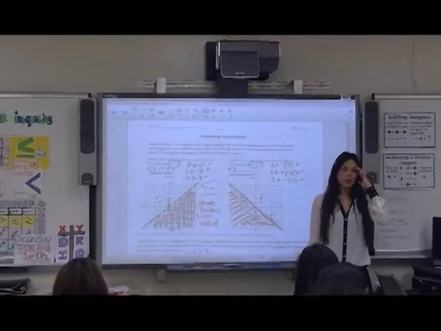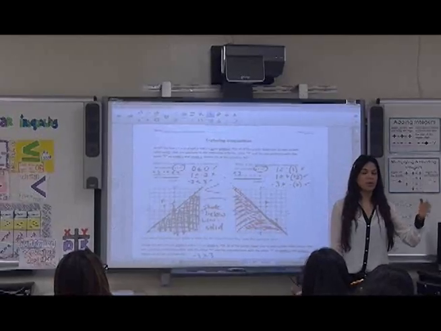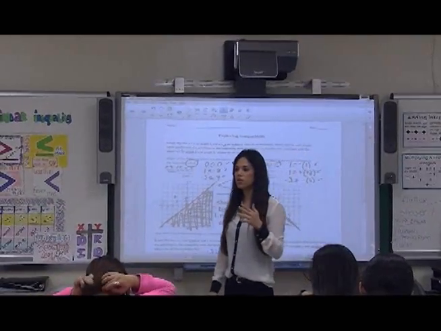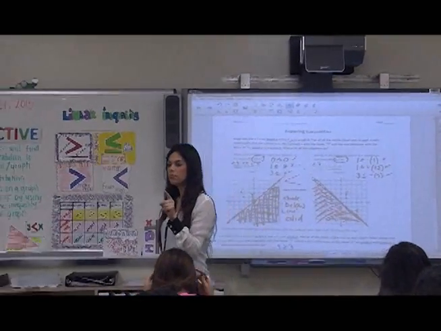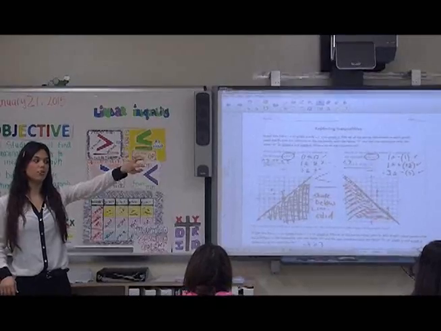Inequality. Does anyone remember? Numbers that are not equal. What else? James, do you know what inequalities are? You don't? Okay. He said that it's numbers that are not equal.